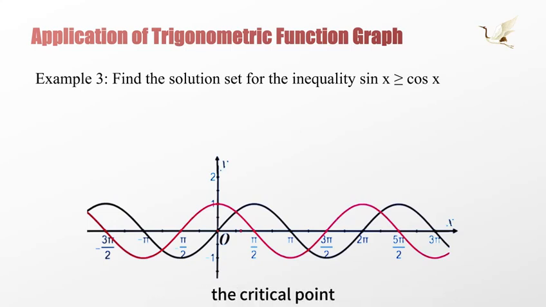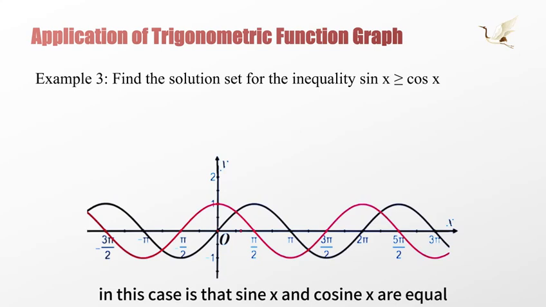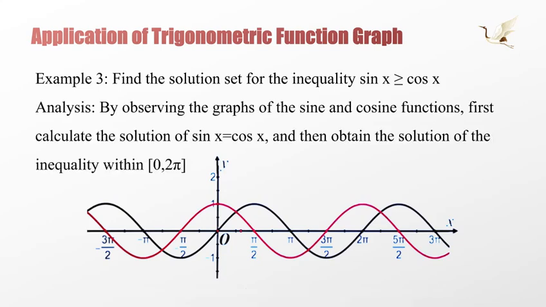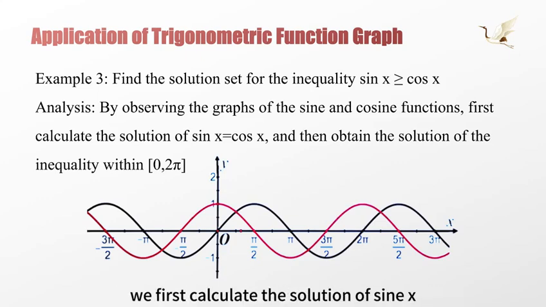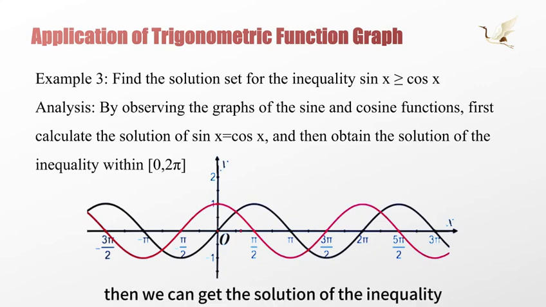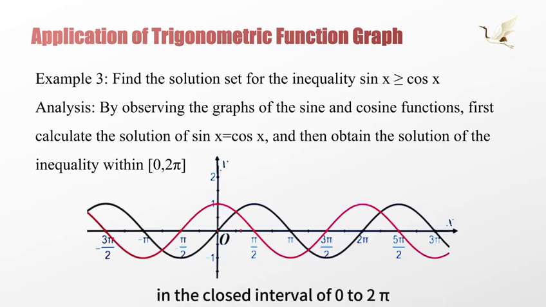Of course, the critical point in this case is where sin x and cosine x are equal. So specifically, by observing the images of the sine and cosine functions, we first calculate the solution of sin x equal to cosine x in the closed interval from 0 to 2 pi. Then we can get the solution of the inequality in the closed interval from 0 to 2 pi.